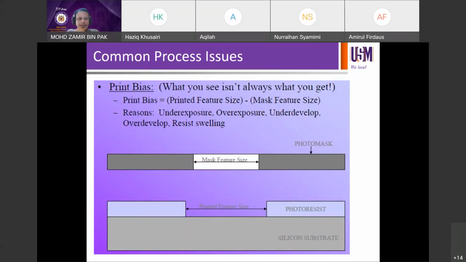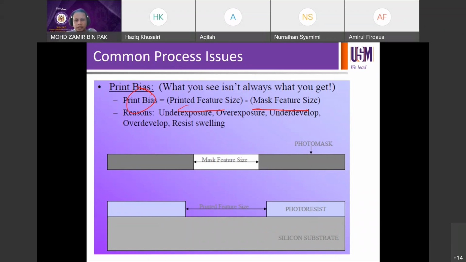Right, print bias. So I'll go through a few more minutes. Print bias means the difference between your intended feature size from the mask and your actual feature size on the resist. So we call that bias. Bias is always there due to some issues. Okay, meaning you're supposed to print say 100 nanometer, but there will always be 0.5 nanometer off on one side. Meaning you're supposed to print 100, then if you print exactly the same, maybe you always end up with 101.5. This is 0.5 higher. Then that's called print bias.